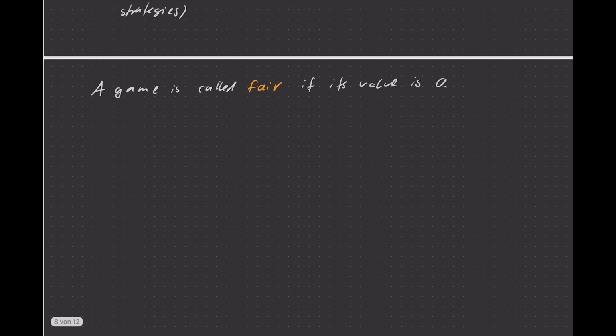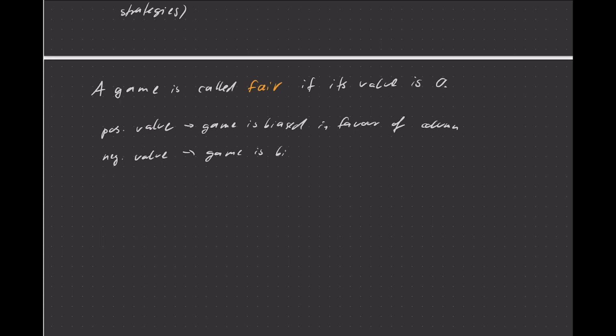Okay, let's make a quick note about that. What that means is a positive value, so a positive expected payoff, would mean the game is biased in favor of column. And on the other hand, a negative value would mean the game is biased in favor of row.